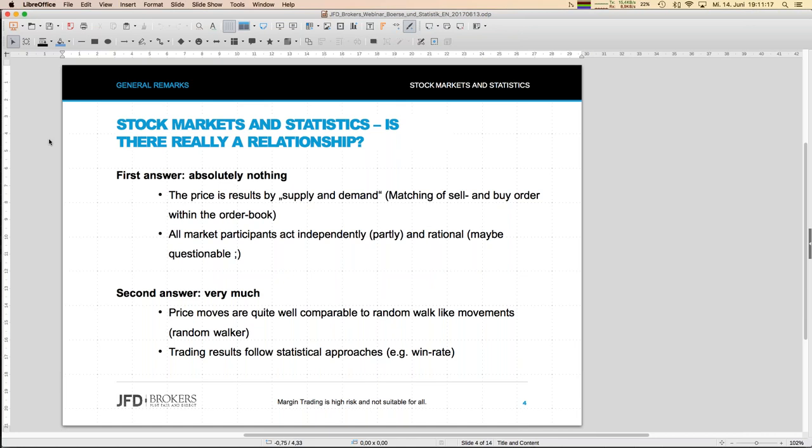But now the bad news. If we look to the prices, we will see, wow, there's a lot of random behavior. And we can describe that randomness very easily by simple statistical methods. And we will see exactly that randomness. So I will give you some examples on the next slides. So still, my first answer is valid. But the result, which is the price, is still, to some extent, quite random. And we can prove that. And we will do it during the webinar.